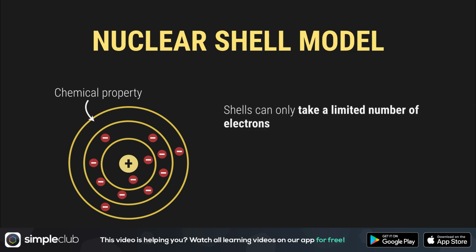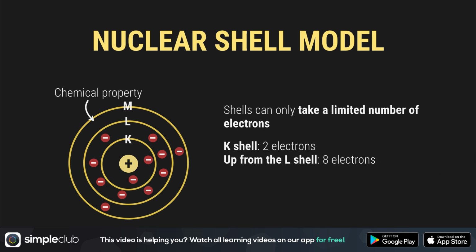Shells can only take a limited number of electrons. For now, it should be enough to know that the innermost shell, the K shell, can only take 2 electrons, and all others can take up to 8. Weirdly, the shells have been named starting with the letter K, so they are called K, L, M, N, O, P, and Q from the inside to the outside. You can also see this in the periodic table.